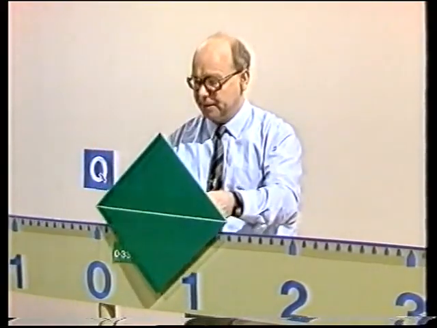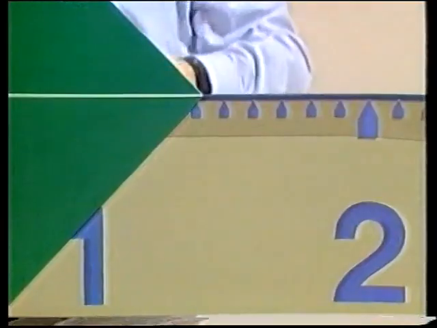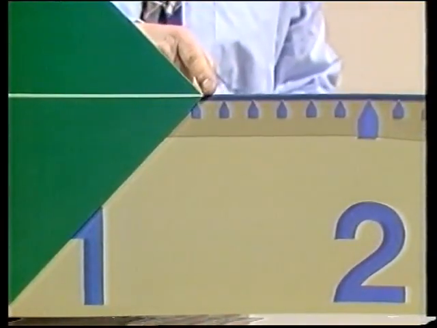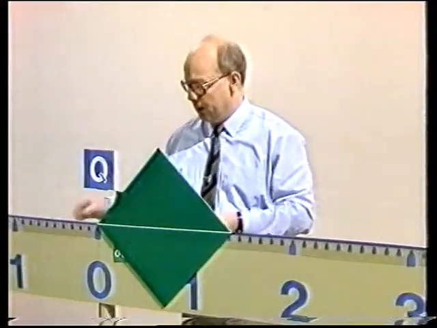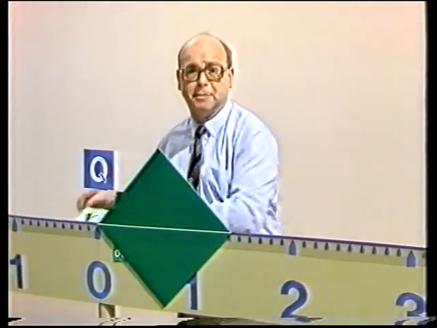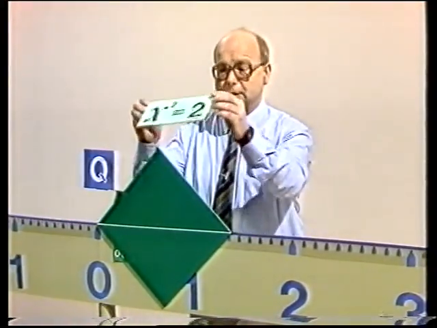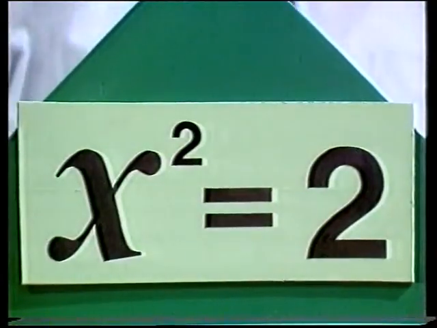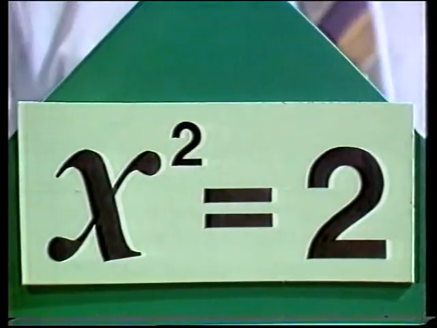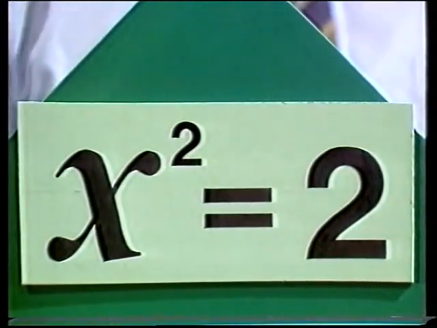Well, let's measure it. It looks as if it's a bit more than 1.4. But how big is it exactly? Well, according to Pythagoras' theorem, it's root 2. That is, it's a number whose square is equal to 2. However, it turns out that there is no rational number whose square is 2.